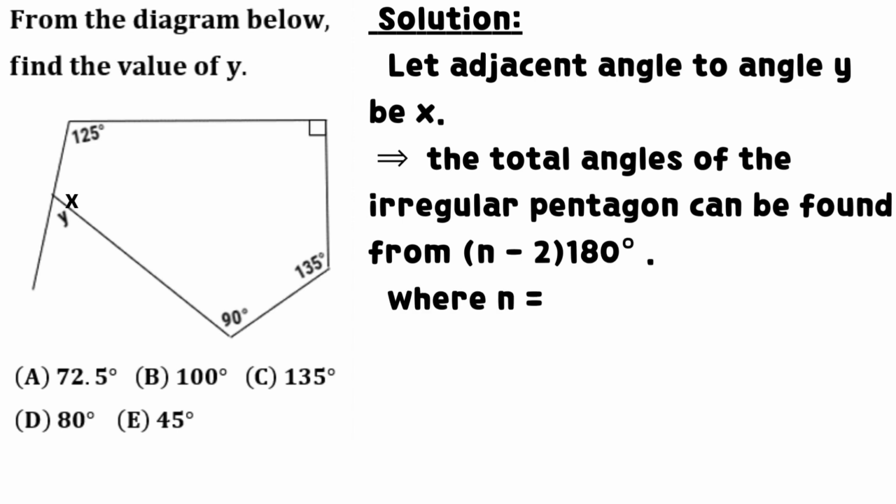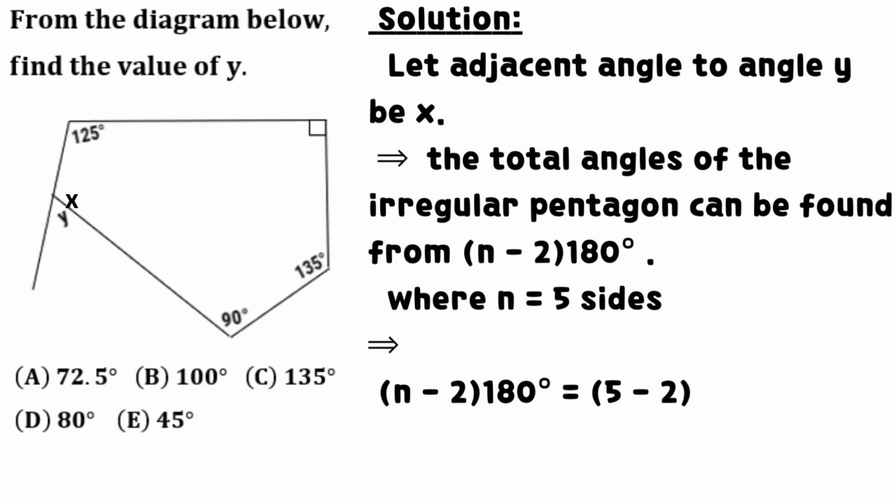The product of n minus 2 and 180 degrees, where n, in this case, equals 5 sides. It means that the product of n minus 2 and 180 degrees equals the product of 5 minus 2 and 180 degrees, which equals 540 degrees.